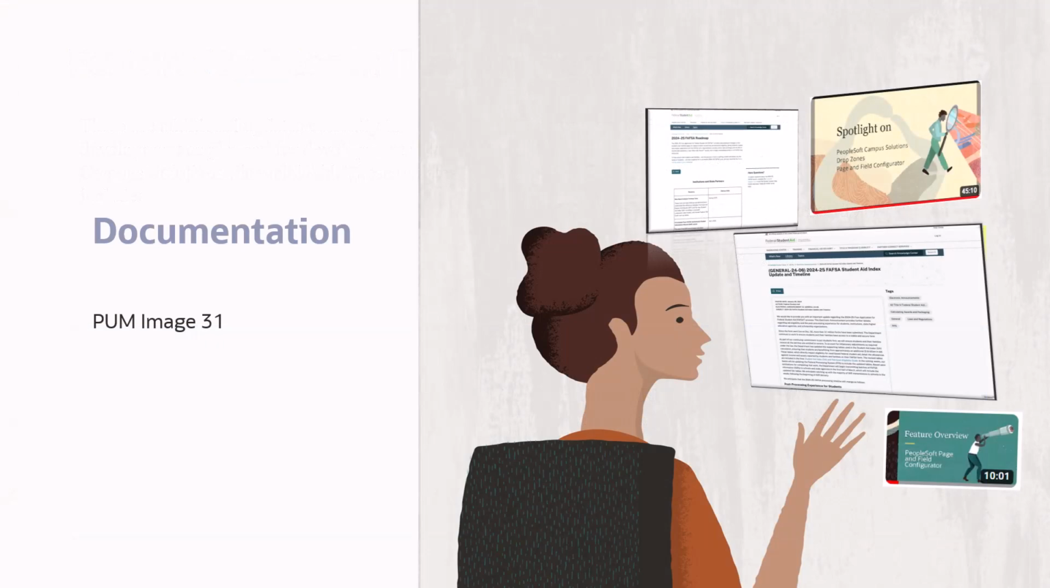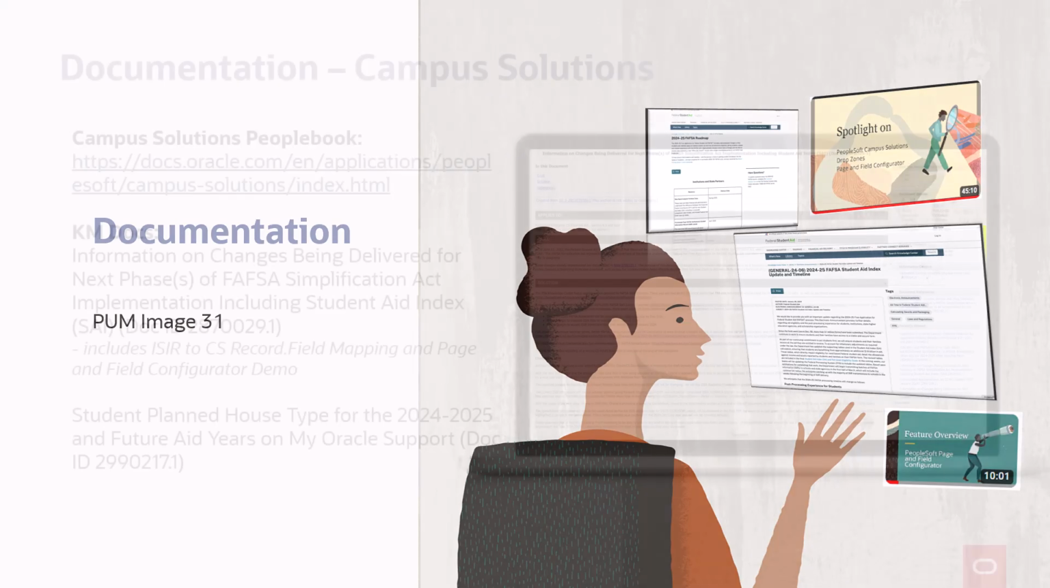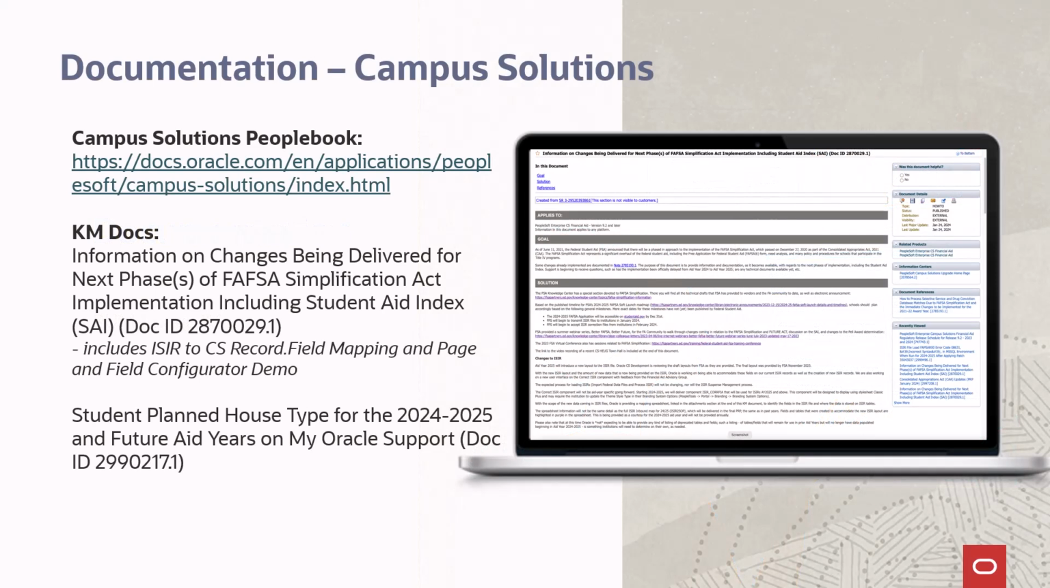With the changes seen from FAFSA simplification within CS and across federal student aid, we encourage you to be aware of where your documentation resources are located. For Campus Solutions, there have been many updates to PeopleBook as well as KM documentation. We have a KM doc ID 2870029.1, which we have used to keep the community updated on changes within CS during our development period.